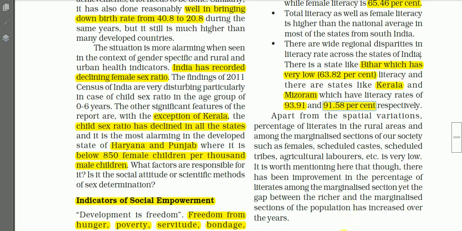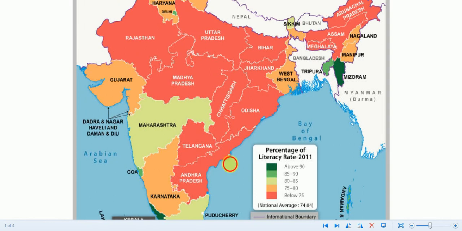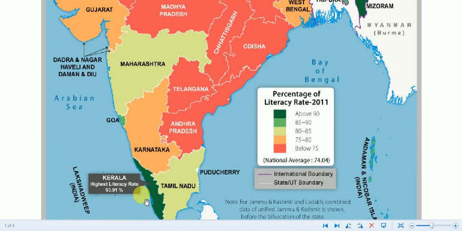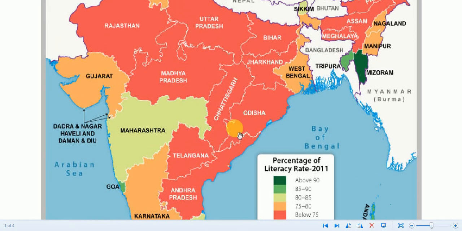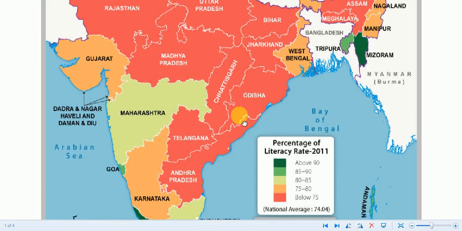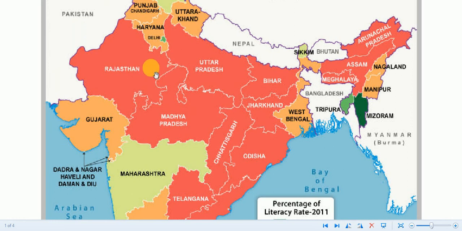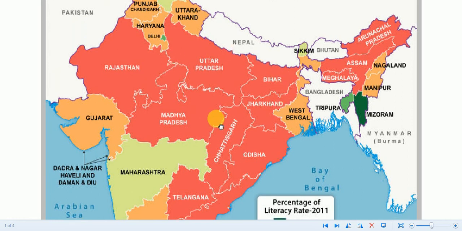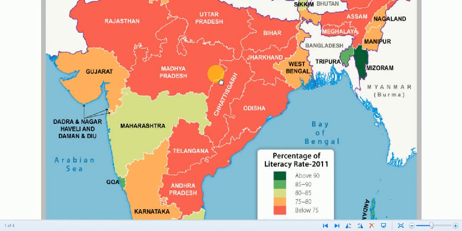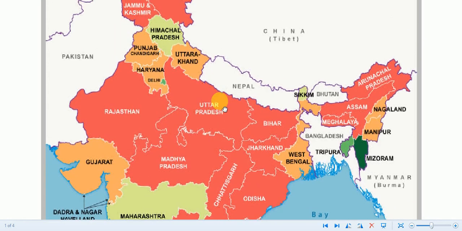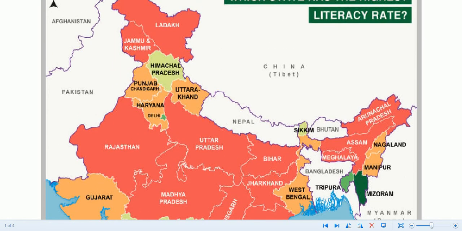You may look at another map. Just see here, Kerala is the highest. Next we have Mizoram. Then Tripura is also coming under 85 to 90%. And most of you see the red shaded areas. Most of the northern states of India have a literacy rate below 75% if we examine this map.